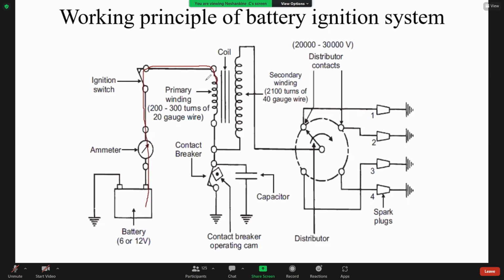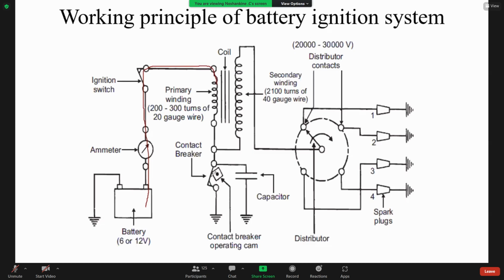Then after that, a magnetic field builds, and when the current peaks, the camshaft automatically opens the contact breaker. At that time, the passing of current is stopped because the circuit is open now. So current passing is stopped.